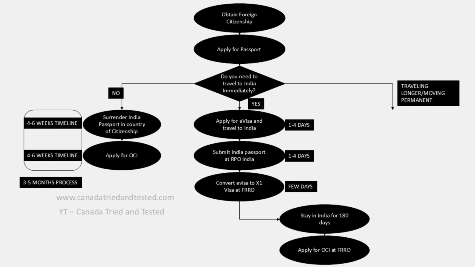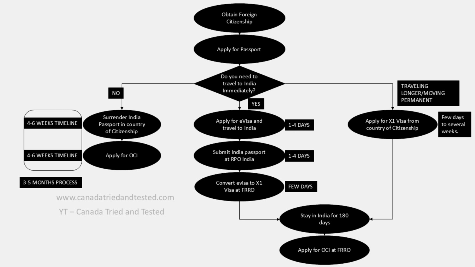The other option is that you apply for the long-stay visa, that is the X1 visa, from the country where you are, and then you go through the surrender process. I have shown you the surrender process, how it can be done under various scenarios. And then after waiting 180 days, physically staying in India, you can apply for OCI at FRRO.